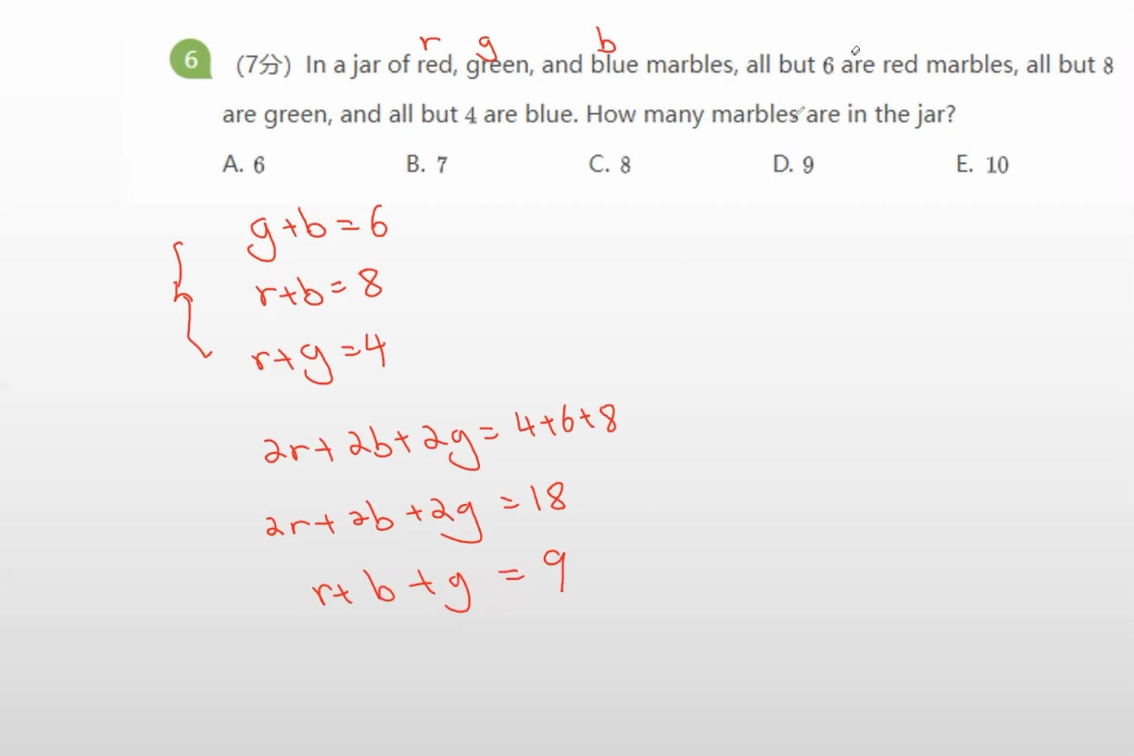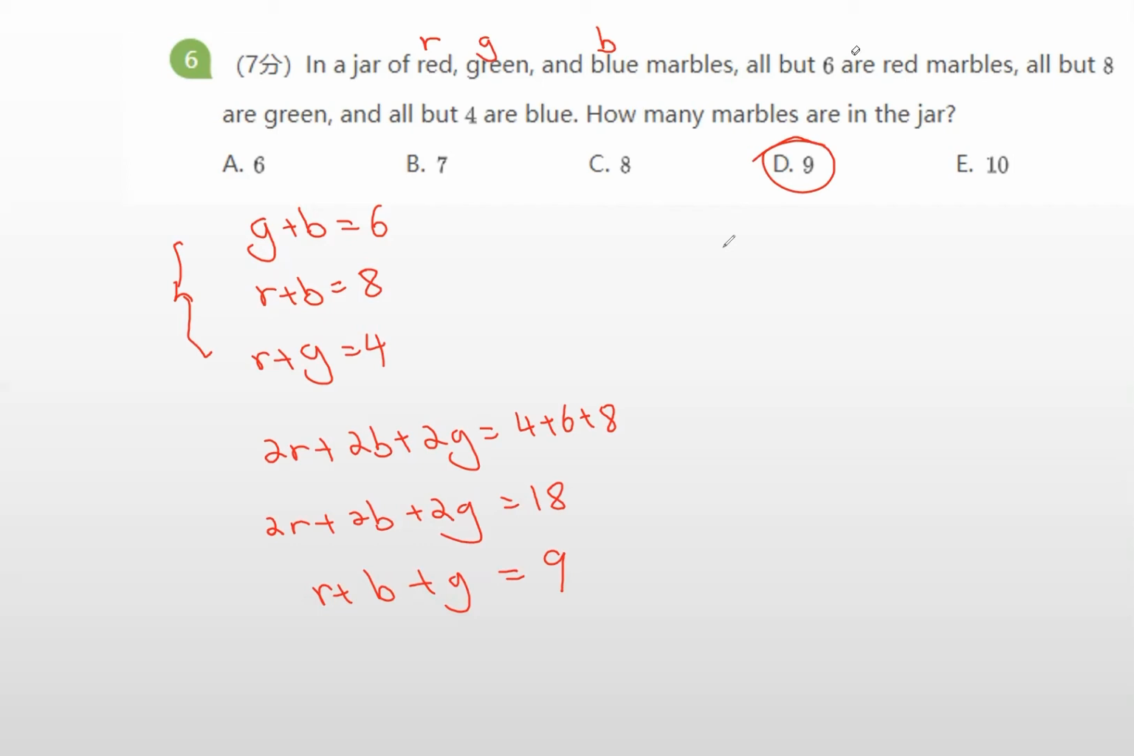So how many marbles are in the jar? They all have red, green, blue. So red plus green plus blue is 9. So in total, that's 9. Okay, good. So this one, I know many of you got it right as well. Okay, next one. Next one, some of you got it wrong.